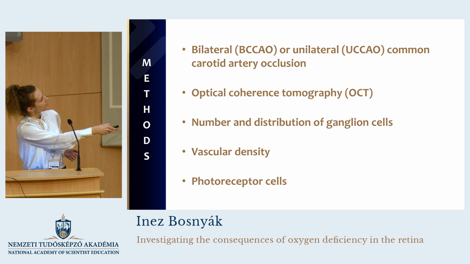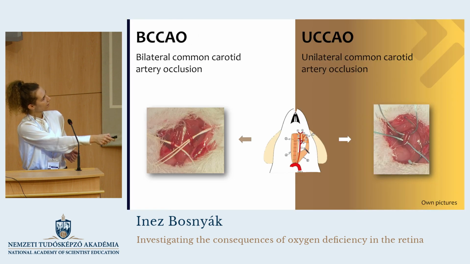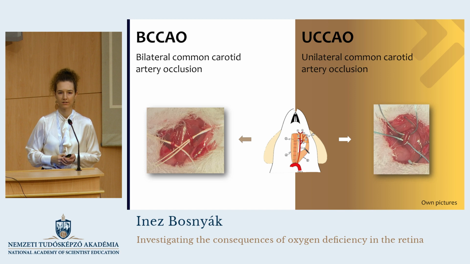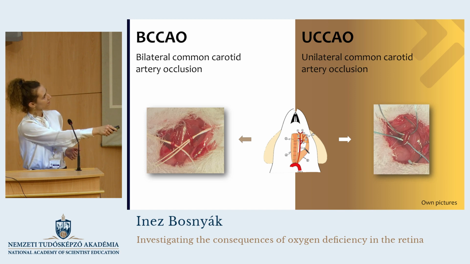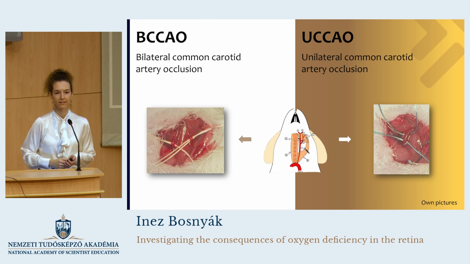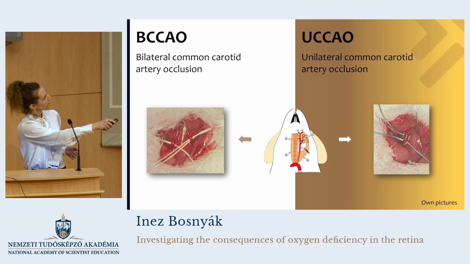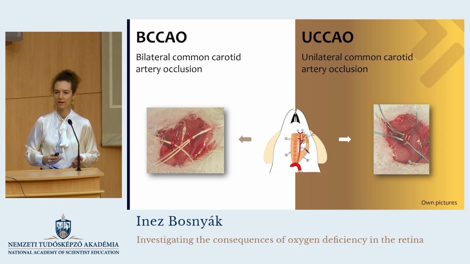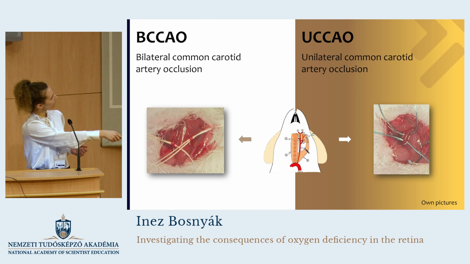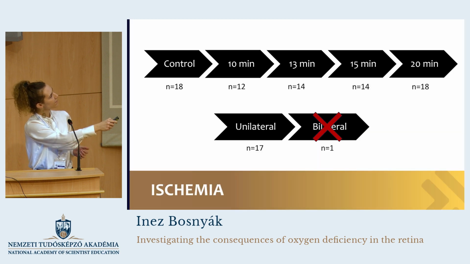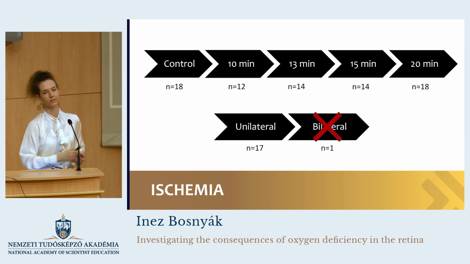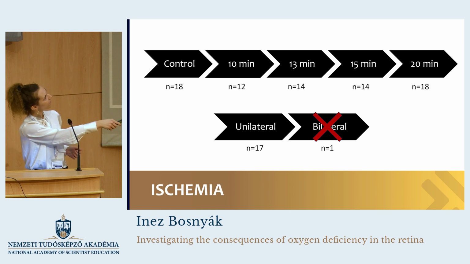Retinal ischemia was induced by bilateral or unilateral common carotid artery occlusion. So we made a small incision in the middle of the neck, then we isolated the common carotid arteries on one side or both sides. And then we occluded the arteries with surgical microclips or with sutures. So we performed BCCO for 10, 13, 15, or 20 minutes. Besides this, permanent unilateral common carotid occlusion was also performed.